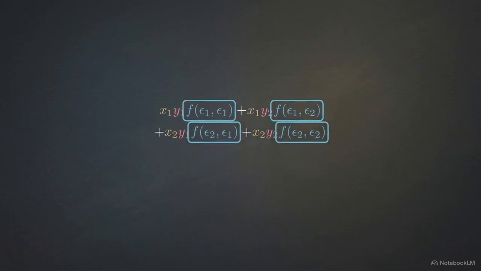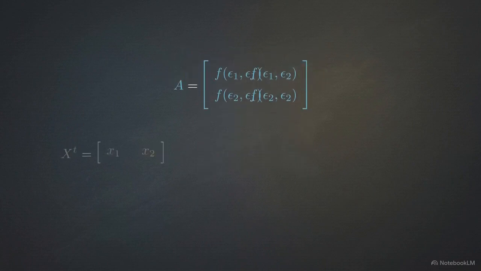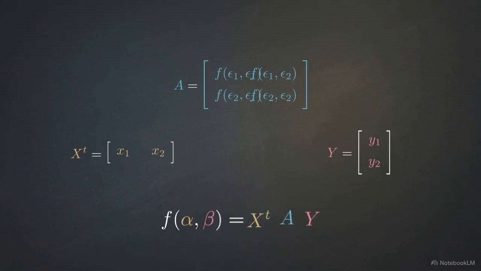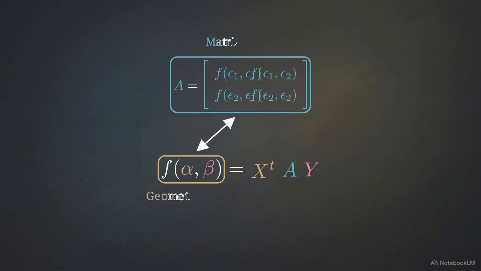We can organize every possible combination of these values into a square matrix, A. This organization allows us to rewrite the entire operation as a sequence of matrix multiplication, x transpose times A times y. This direct correspondence means that every bilinear form on a finite dimensional space is represented by a unique matrix, and conversely, every square matrix defines a specific bilinear form.